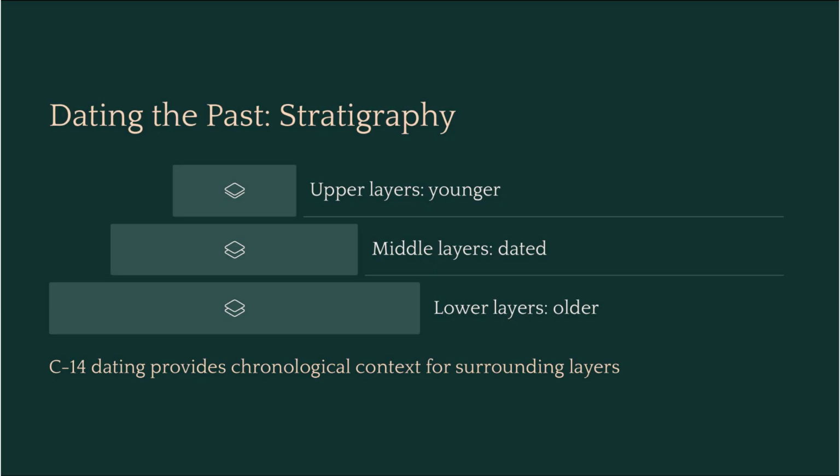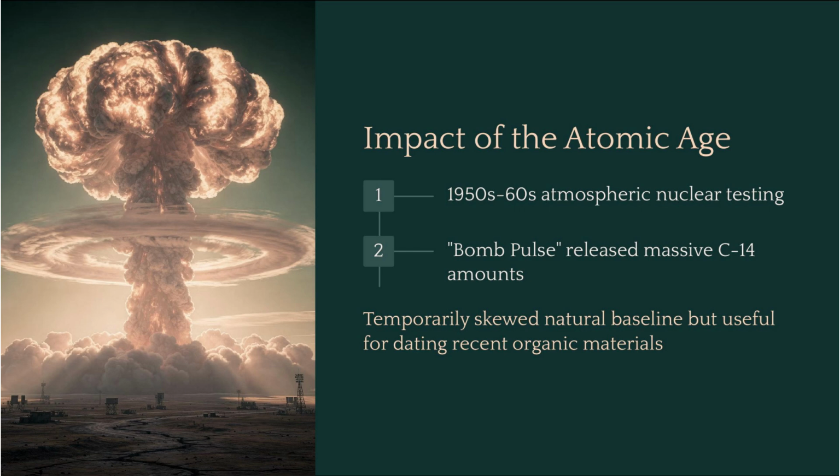This leads us to the principle of stratigraphy. We know that upper layers are generally younger, while lower layers are older. The middle layers are the ones we target to be dated. In this context, carbon-14 dating provides the specific chronological context for the surrounding layers, anchoring the relative timeline with absolute dates.